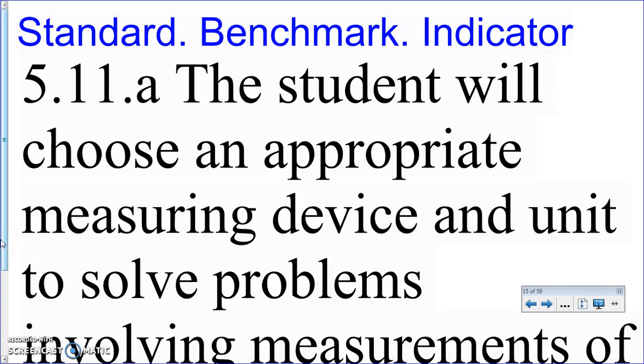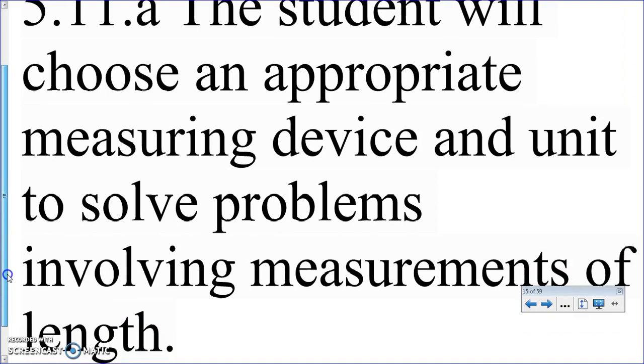Today we are continuing our measurement unit by looking at length. Please copy down the standard benchmark indicator on a clean page in your math notebook. The student will choose an appropriate measuring device and unit to solve problems involving measurements of length.